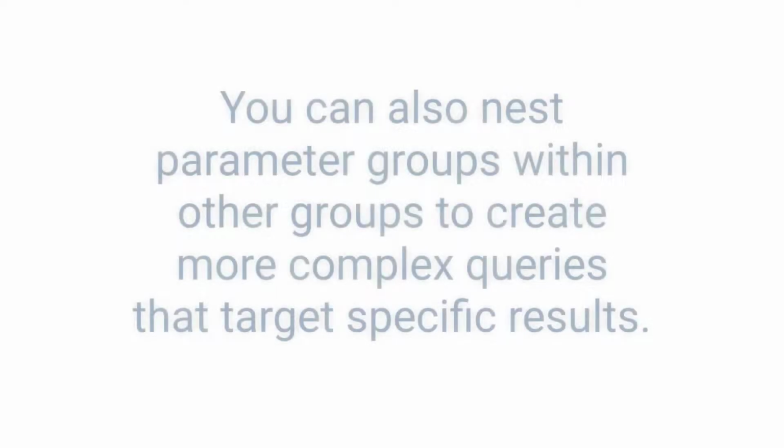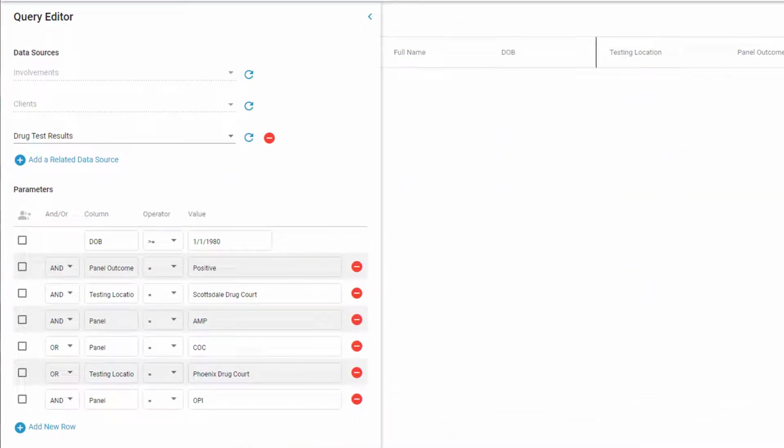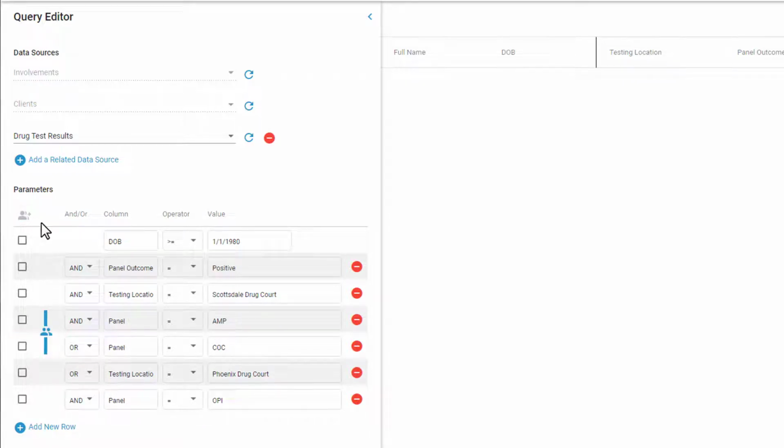You can also nest parameter groups within other groups to create more complex queries that target specific results. We want this query to return drug test records for clients born on or after January 1st, 1980 with a positive panel. Additionally, the test records must come from either Scottsdale Drug Court, where the panel must be for amphetamine or cocaine, or they can come from Phoenix Drug Court, where the panel must be for opiates. We must first start by grouping the panel parameters to return records for amphetamine or cocaine. Then we must create a separate group for each testing location.